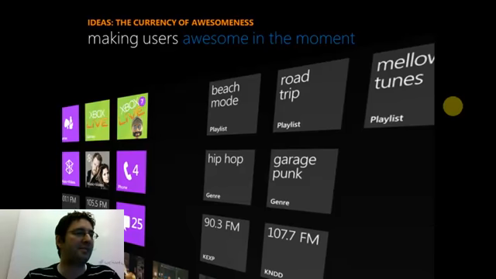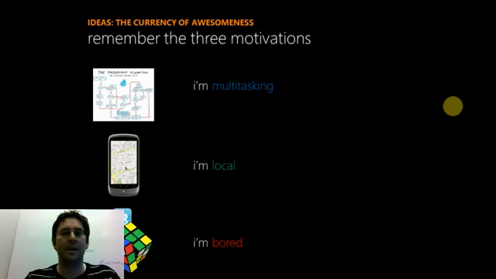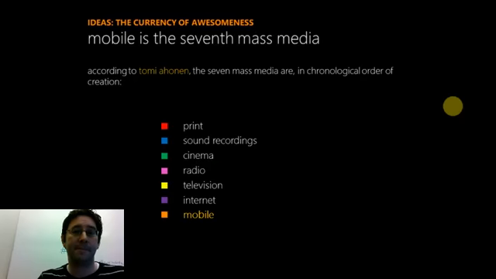So making users awesome in the moment, and I think this is perfect timing. All right. Let's remember the three motivations that we have here. We have multitasking, your local, and your bored. At least one of those three things is what your app should actually try to accomplish. The ideal is that your application hopefully solves two of these things. Now, all three, like I said, local may or may not make sense depending on the scenario of what your application is trying to do. But if you're building an application for the mobile platform, multitasking and bored, if you can solve those two things, you've got a winner probably, because users will come back to your application, right?